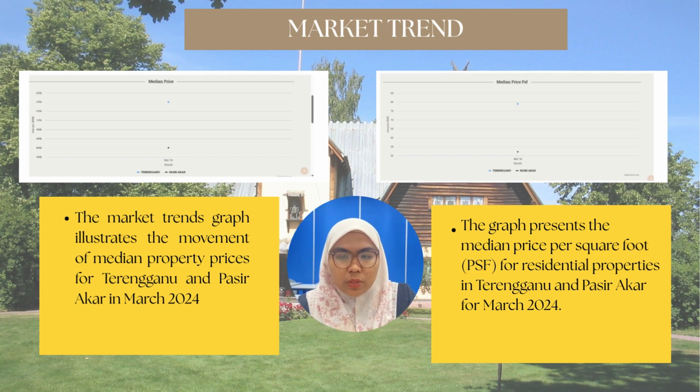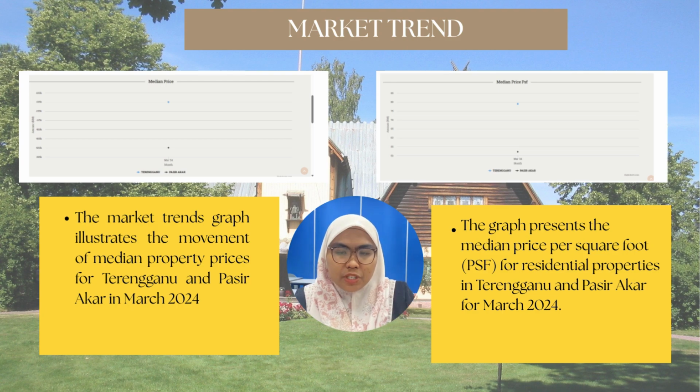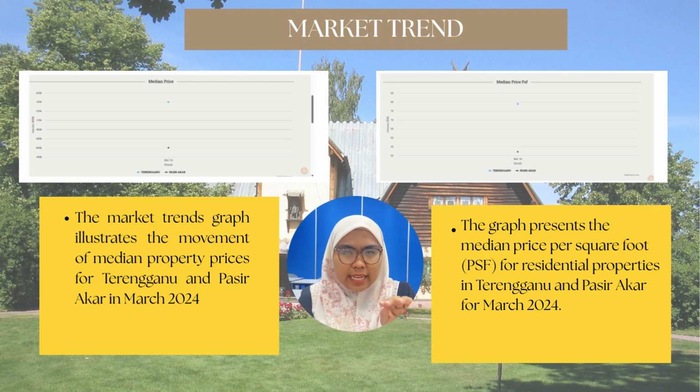centers, and transportation networks. Overall, the market trend shown in the graph indicates that Terengganu is experiencing higher land and property value appreciation, while Pasir Aka maintains a steady but modest market performance. This comparison highlights how location and level of development influence price efficiency and market strength in the residential property sector.